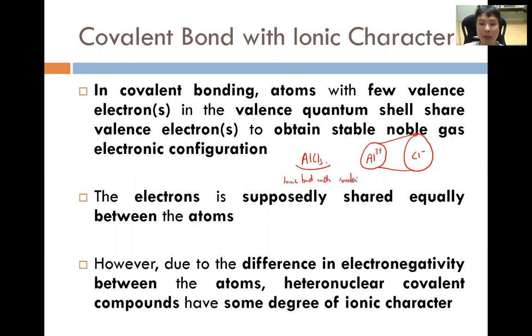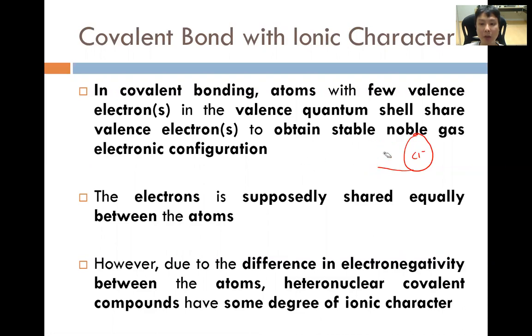So previously we studied that ionic bonds can have covalent character. In fact, all ionic bonds have covalent character, because when the metal forms the cation, it will always attract some of the electrons back from the anion just because it's positively charged, and it will attract the electron cloud of the anion. That is ionic bond with covalent character. Today we're going to talk about covalent bond with ionic character.